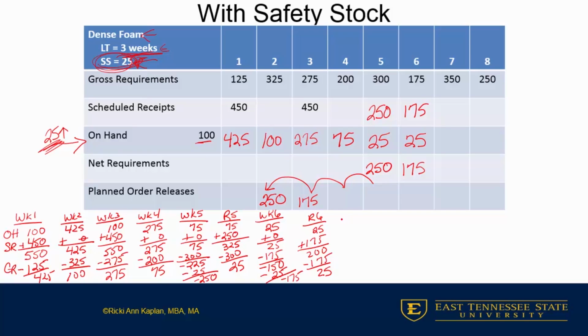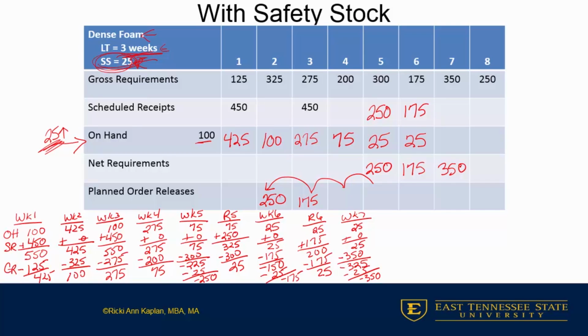Week 7. At the end of week 6, on hand were 25 units. At this point, we have no scheduled receipt. We plan on using our gross requirements, 350 units. That leaves us 325 units short. Oh, but wait a minute. Let's take into consideration our safety stock. So we're actually 350 units short. So we have a net requirement of 350 units.